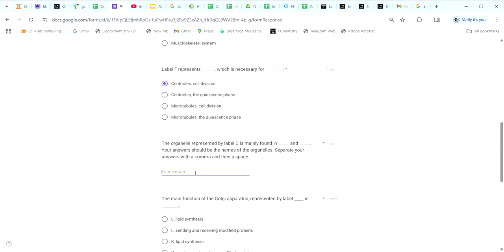I am guessing it. I am actually not confident about it because I have not been in touch with the biology subject for a while. So I think it will be cytoplasm. Separate your answers with a comma and then a space. So I think the organelle represented by level D is mainly found in the cell.